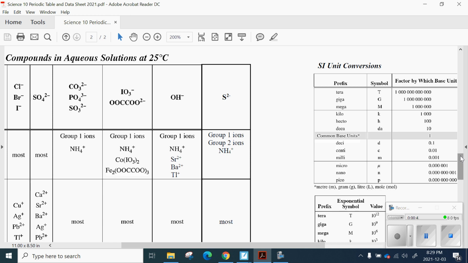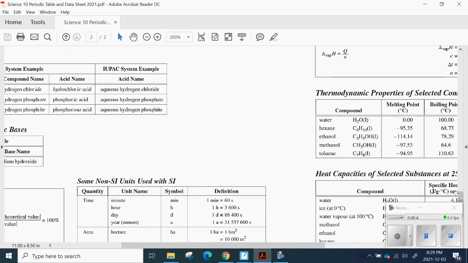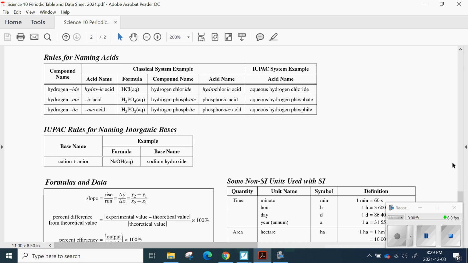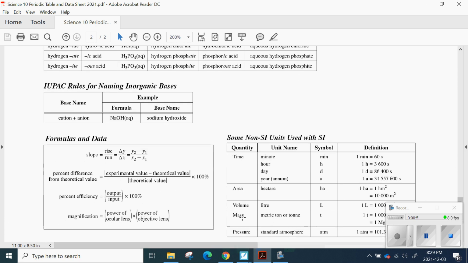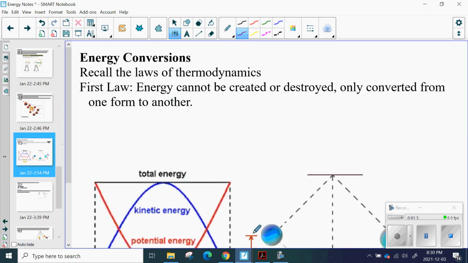And the other one for efficiency, it's in a different location on your data sheet, kind of the opposite corner here. And we see it, formulas and data. This one here, percent efficiency, output divided by input times 100. So what we'll see is it's going to be in energy, output joules, input joules. They cancel out times 100%, and we convert it into the units that we want, which is percent efficiency. So that's what we will be using for your data sheet.